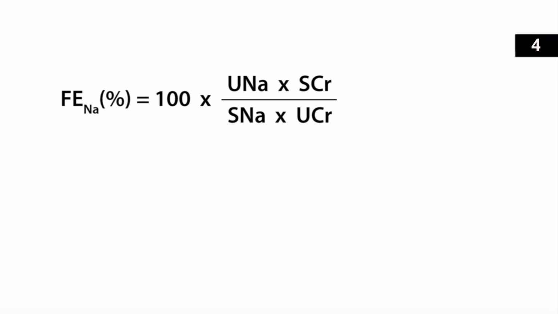The FENA, or fractional excretion of sodium, is basically the fraction or percentage of the sodium in the filtrate that ends up being excreted in the urine. And you calculate it by multiplying 100 times urine sodium times serum creatinine divided by serum sodium times urine creatinine. I remember that the small numbers go on top and the bigger numbers go on bottom. Urine sodium is smaller than serum sodium. Serum creatinine is a lot smaller than urine creatinine. When you calculate it, the FENA is normally around 1%.